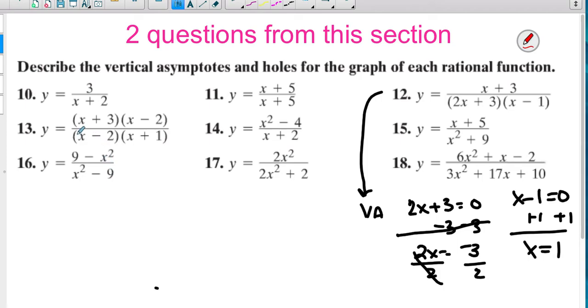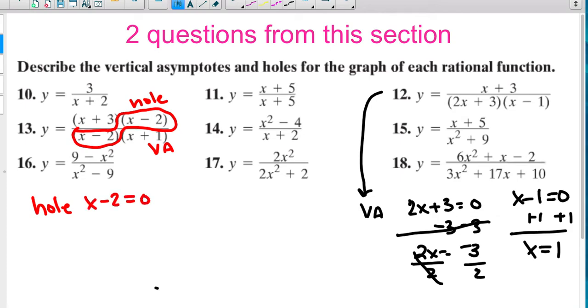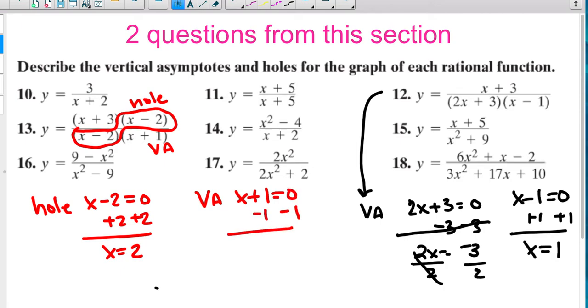Now let's take a look here at number 13. So we have x minus 2 in common for both the numerator and denominator. So this one is going to create a hole, and then this x plus 1 does not have a partner in the numerator, so this one is creating a vertical asymptote. So you have a hole at x minus 2 equals 0. So you add 2, and you have x is 2. And then you have a vertical asymptote at x plus 1 equals 0, and you subtract 1, so then x is negative 1. So you have a hole at x is 2 and a vertical asymptote at x is negative 1.